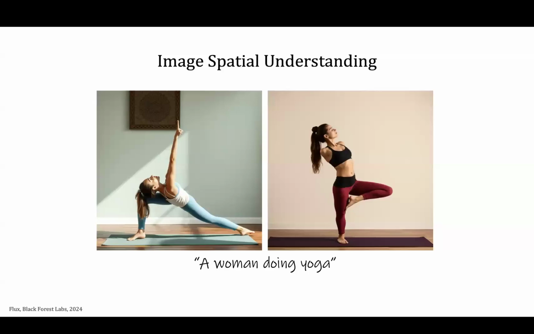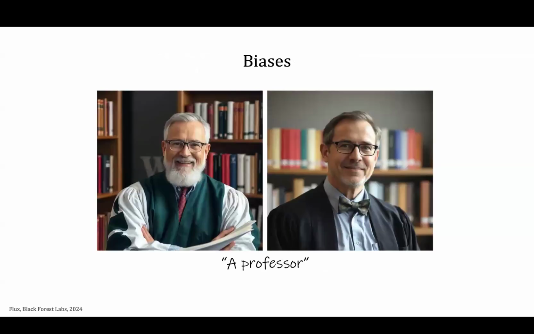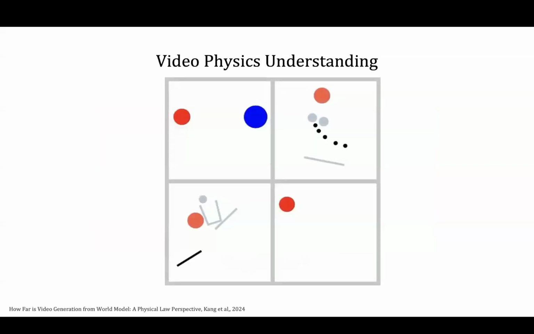Another example is a woman doing yoga. You can see that the model really struggles when it comes to complex body poses. Biases is another great thing. When I prepared this talk, I asked a diffusion model to generate an image of a professor to give me an inspiration, kind of what should I wear for this talk. But unfortunately, none of the images looked like me. They were all of men, all with beards, all with glasses, all at libraries. We do not know exactly why this happens in diffusion models.